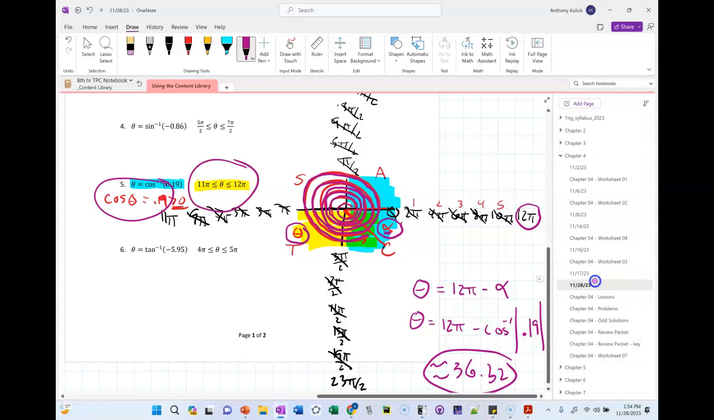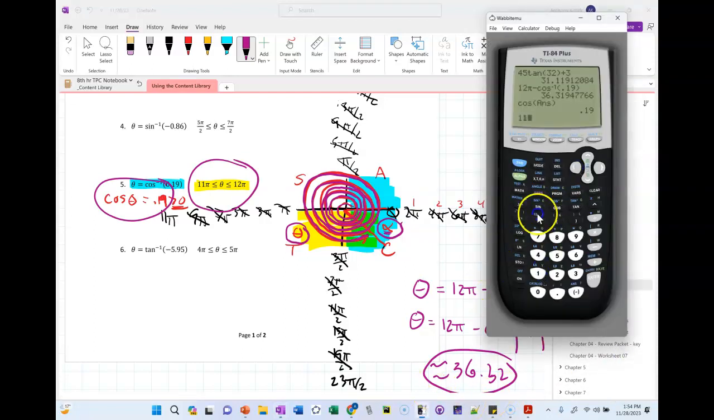Yeah, that it fits in between 11 pi and 12 pi. So all I'm going to do in my calculator is type in 11 pi. That's less than 36. And I'll type in 12 pi, which is bigger than 36. So are we convinced? You ought to be, right? Meets both criteria. Cosine of that theta gives us 0.19, and that theta is in between 11 pi and 12 pi. So we're good.